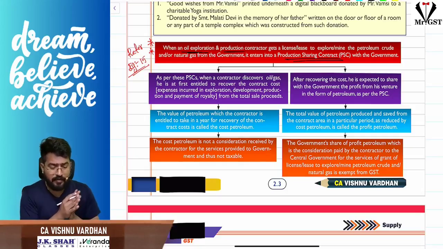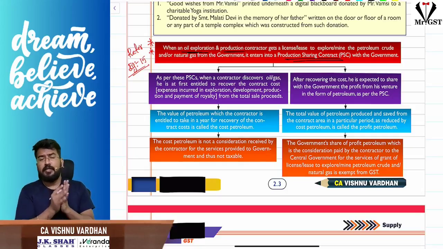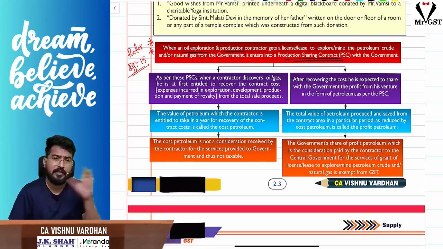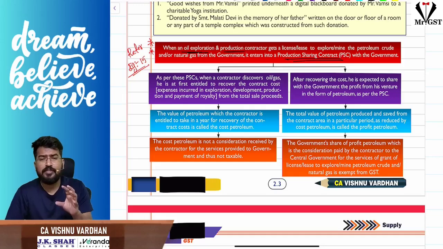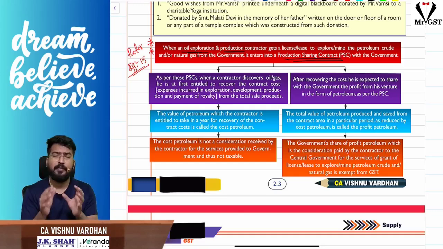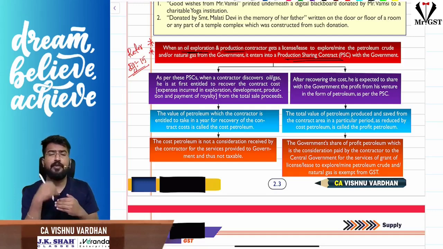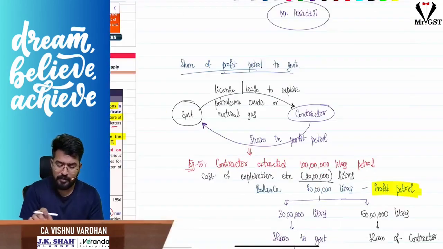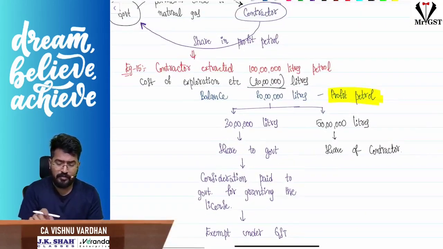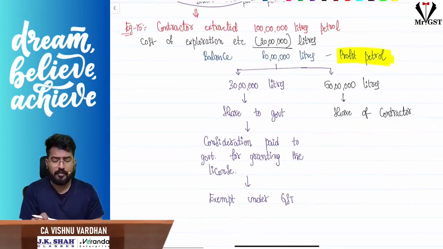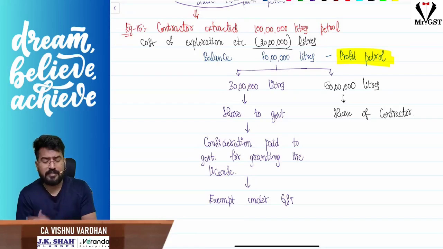The next clarification is, see, when any oil exploration or production contract is entered into between the government and private parties, what they do is they say you explore the oil, but you should share the petroleum you have extracted with the government. For example, you got the license to explore petroleum, crude or natural gas. Now imagine, let us assume you have extracted 100 lakh liters.